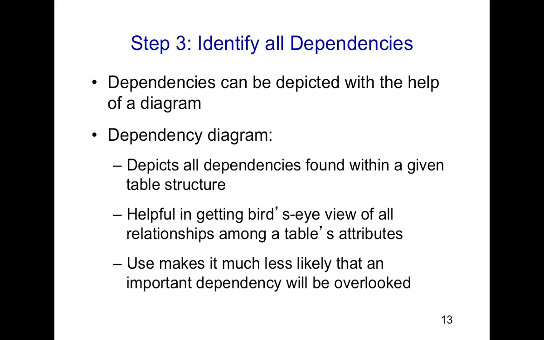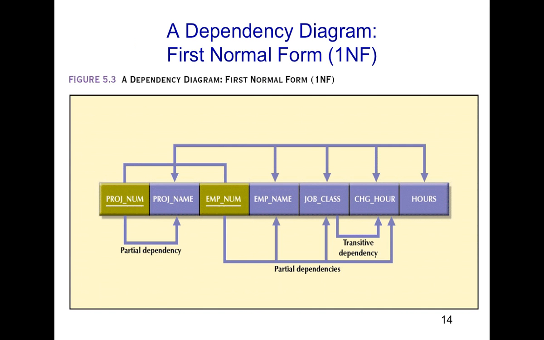So if you started out doing an entity relationship diagram, the first thing you're looking at are the keys when you start looking at the relationships and the entities and putting them together. But if you didn't do that, this is the backward process to go look at the keys. So dependencies can be depicted with the help of a dependency diagram, which is like the entity relationship diagram, which is why a lot of people use that diagramming approach. The dependency diagram depicts all the dependencies found within a given table structure. It's helpful for a bird's eye view, and it gives you the bigger picture of all of the relationships among the table attributes. It makes it much less likely that important dependencies will be overlooked.